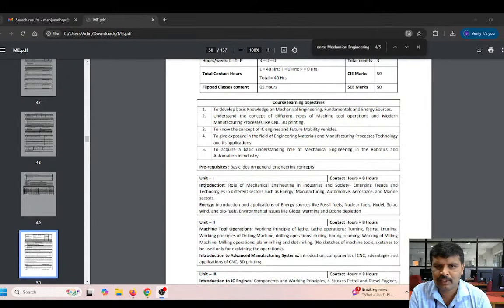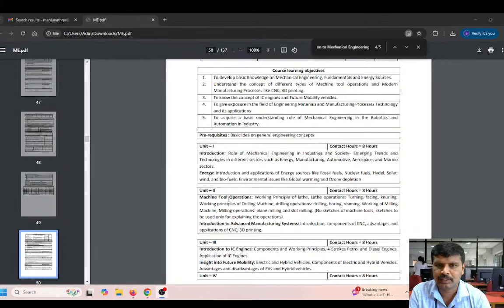For this, here we can see the first unit is the introduction. Introduction means where mechanical engineering fits, and later we can see the importance of mechanical engineering even in the energy sector. Coming to the energy sector, one is the tidal power plant and the solar power plant, and simply we can call them non-conventional energy sources. Next, here we can see unit number 2.